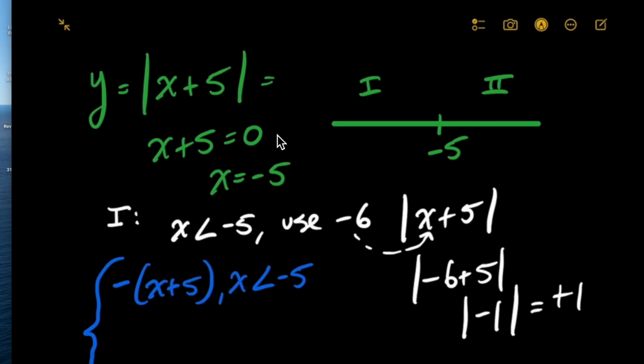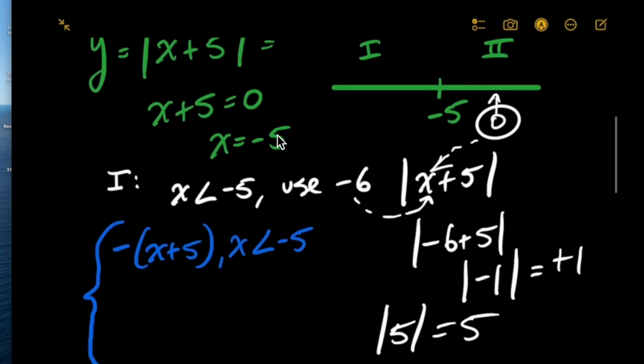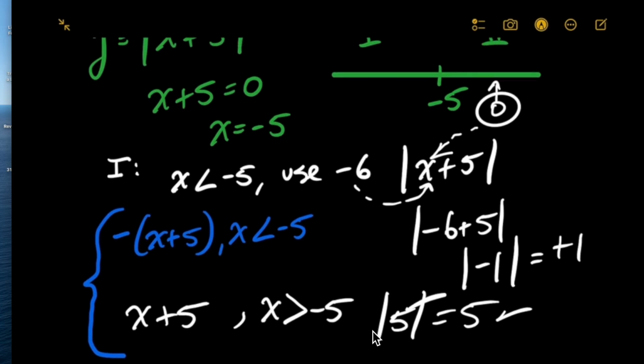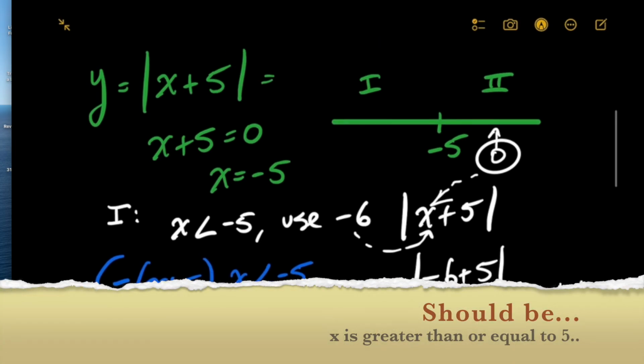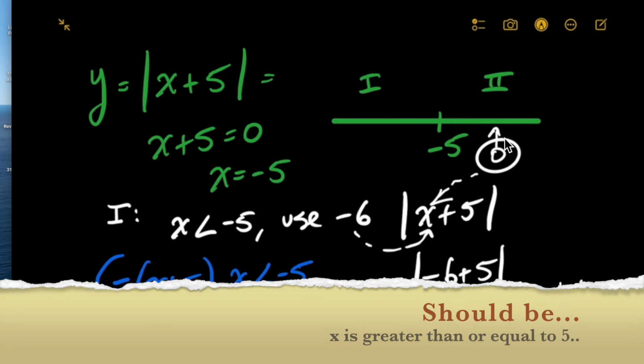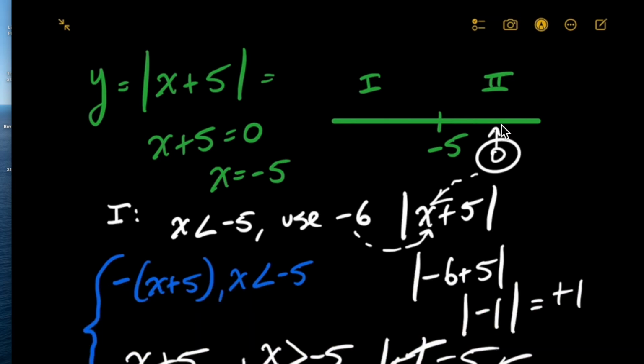Now we move to zone 2. Let's plug in 0, which is above negative 5. If we plug in 0 to the original equation, we're going to get the absolute value of 5, which equals positive 5. They match. So for this zone, when x is greater than negative 5, we're going to use the original function exactly as is. Since these match in sign, we're going to keep the function as is for this domain when x is greater than negative 5. That's zone 2, and we picked a value, namely 0, that was within zone 2.